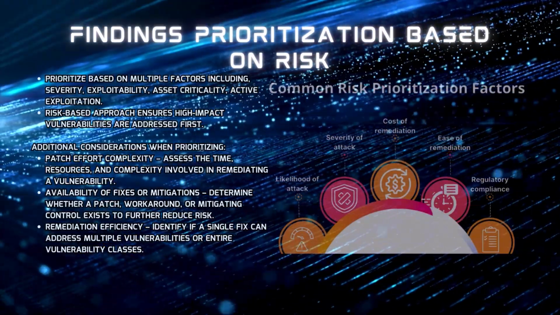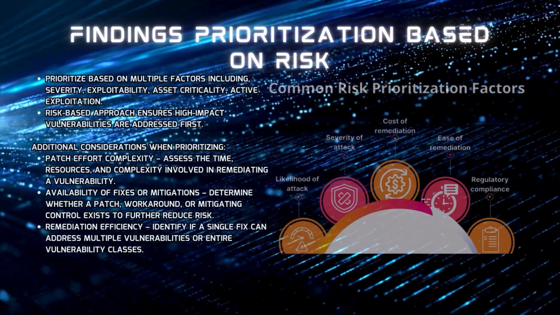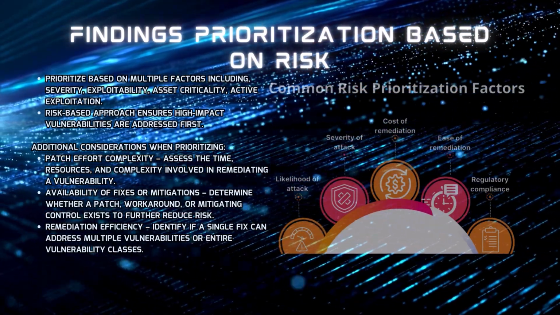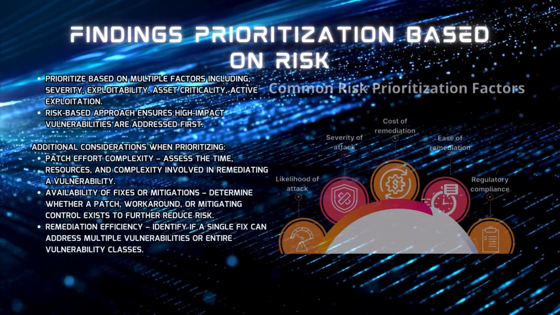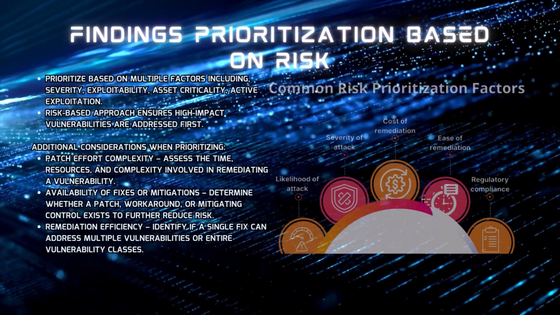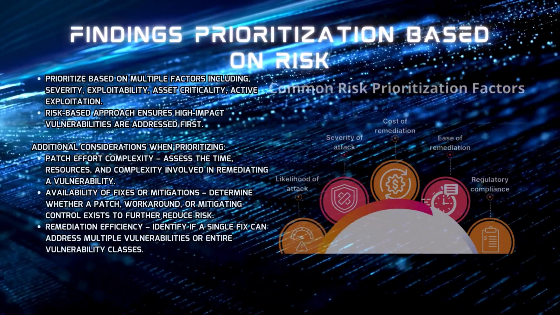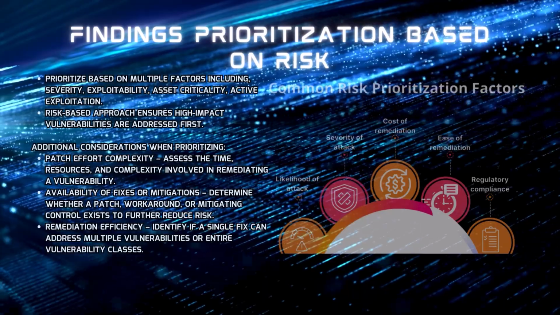Number 5, findings prioritization based on risk. Not all vulnerabilities pose the same level of risk. Prioritization is based on multiple factors including severity, exploitability, asset criticality, and whether active exploitation is occurring. This risk-based approach ensures that high-impact vulnerabilities are addressed first, optimizing remediation efforts. Additional considerations when prioritizing findings include patch effort complexity, availability of fixes or mitigations, and remediation efficiency.